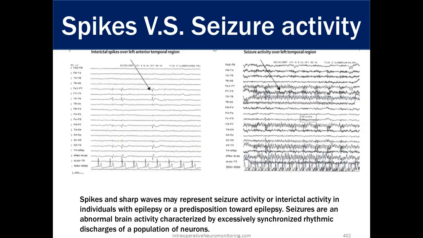Spikes versus seizure activity. Spikes and sharp waves may represent seizure activity or interictal activity in individuals with epilepsy or a predisposition towards epilepsy. Seizures are abnormal brain activity characterized by excessive synchronized rhythmic discharges of a population of neurons. So here we are looking at our interictal spikes over the left anterior temporal region versus seizure activity over the left frontal.